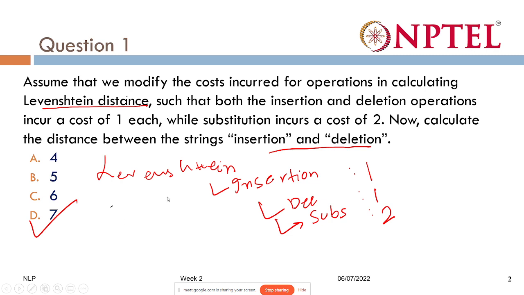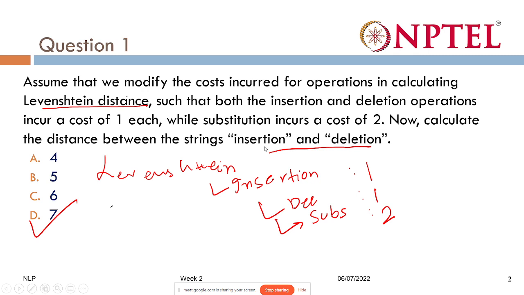Please ask if you have any doubts. Please let me know. Any doubts? Can you explain this again? Okay. So we are supposed to find the Levenshtein distance. Three operations are allowed for the conversion of the string: insertion, deletion, and substitution. And in the question, they have given you the cost of insertion and deletion as one each, and substitution will incur a cost of two.